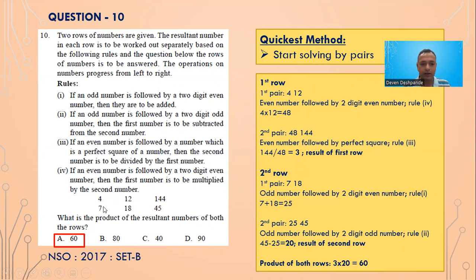Let's solve the second row, 7 and 18. 7 and 18: odd number 7 followed by a 2-digit even number, which is 18. So rule number 1, they are to be added. So 7 plus 18 is 25. So the result of this is 25.